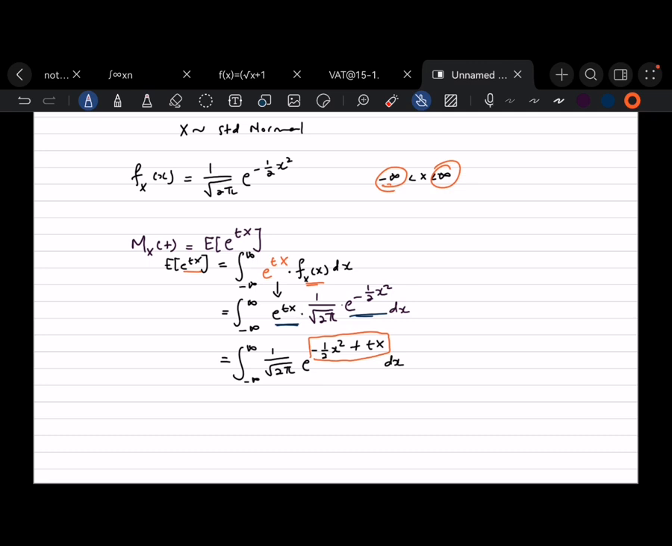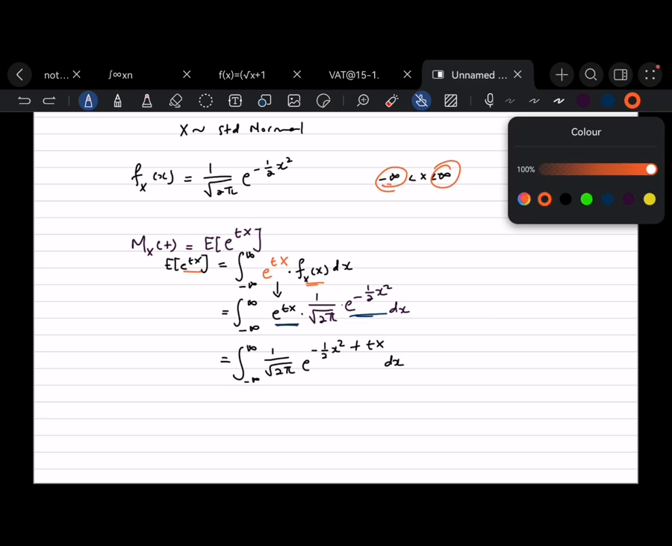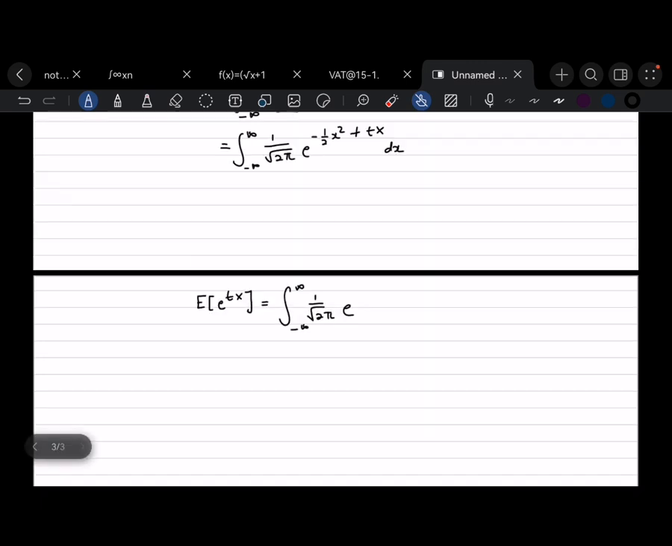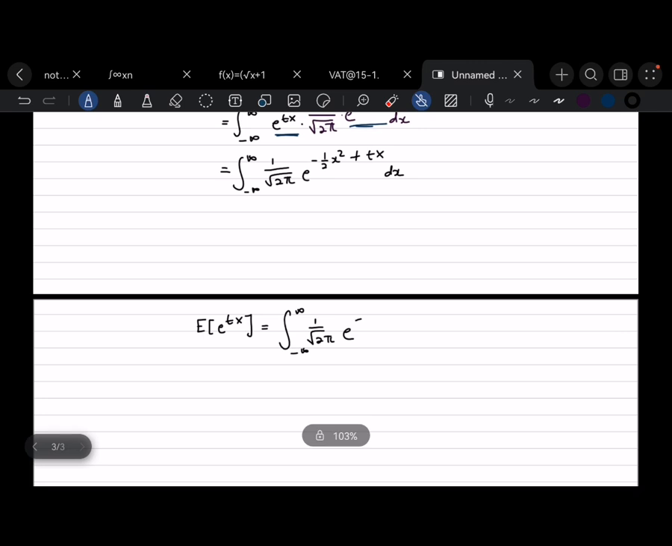You can solve this integral by any integration technique, but the easiest way is this. Remember, this integral is equal to the expectation of e to the tx, which is the integral from negative infinity to positive infinity of 1 over root 2 pi times e to the negative half x squared plus tx, dx.